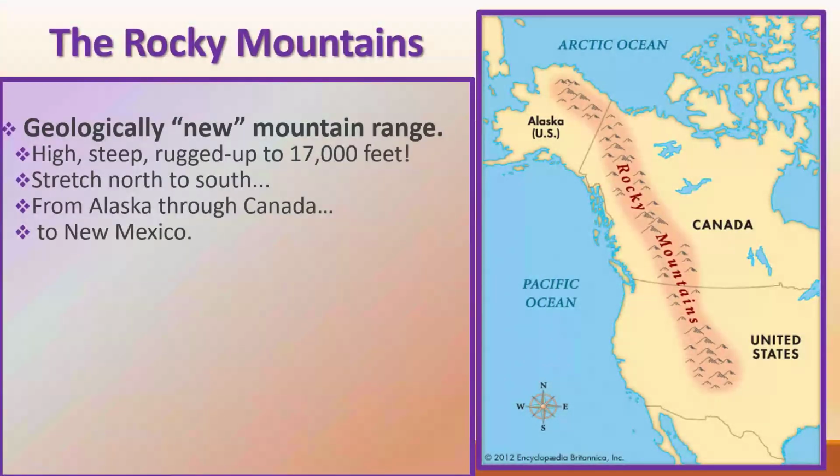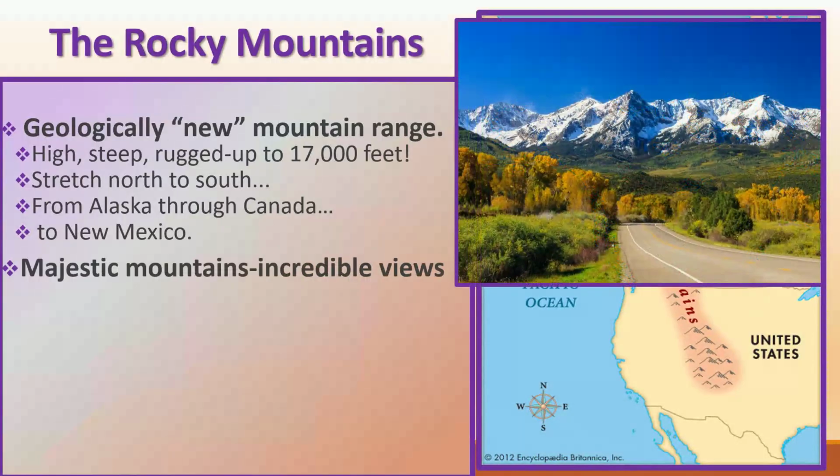Now, geologically, the Rocky Mountains are new. It's from plate movements of the North American plate hitting the Pacific plate. It raised up these mountains. They're high, they're steep, they're rugged. Some are as high as 17,000 feet. So the Appalachian Mountains seem dwarfed when you compare them to the Rocky Mountains. They stretch north to south from Alaska through Canada into New Mexico. They are majestic, some incredible views. I tried to put some pictures here to show you. If you've been out west, you are well aware of how incredible these mountains are.